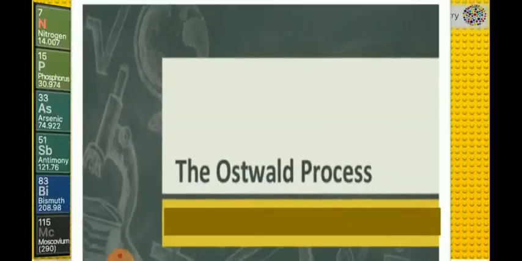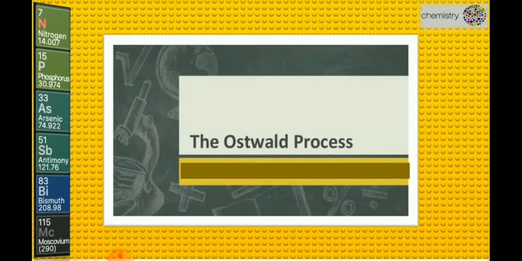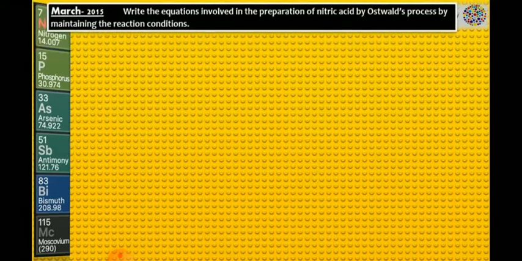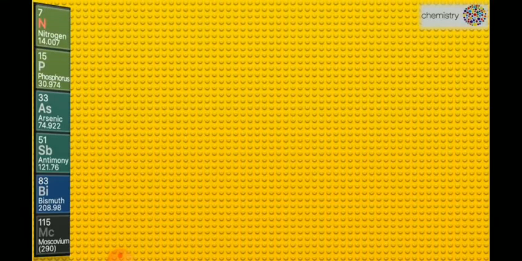But we'll concentrate on the manufacture method of nitric acid on a large scale. For industrial purposes, nitric acid is prepared by Ostwald's process. This method we will discuss today. I'll repeat, this method is very, very important as far as your theory examinations are concerned.